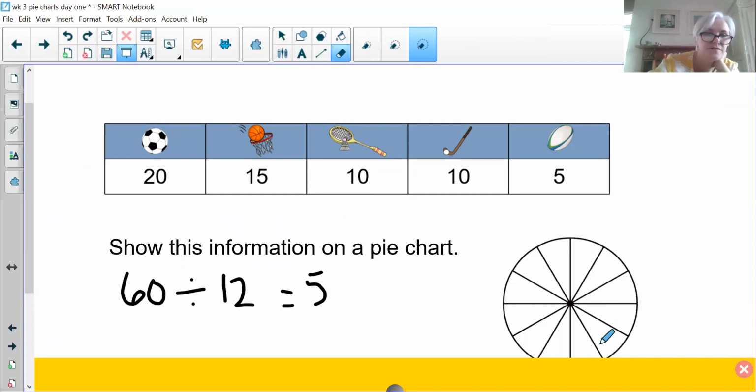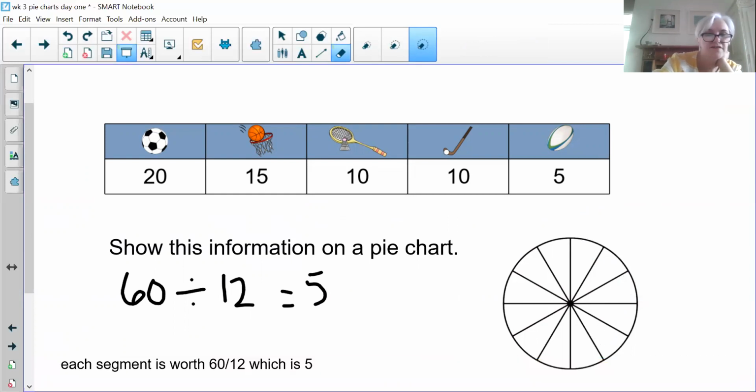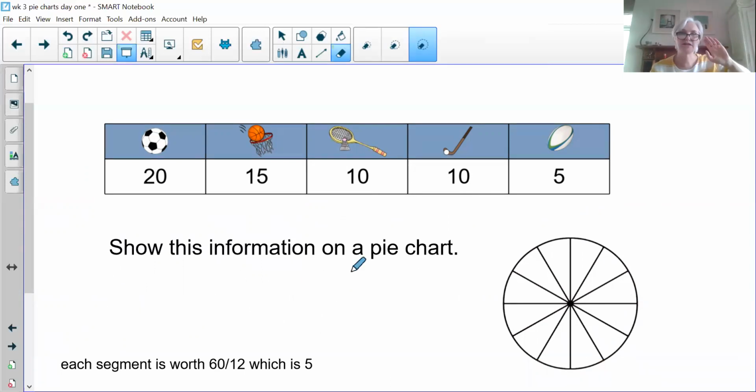So let's just get rid of that. I've written it down there. Each of the segments is worth 5. So I want to know how many segments do I need for football, how many for basketball, how many for badminton, how many for hockey, and how many for rugby. So stop the video here and just work out how many of those segments I'm going to need for each of the sports.